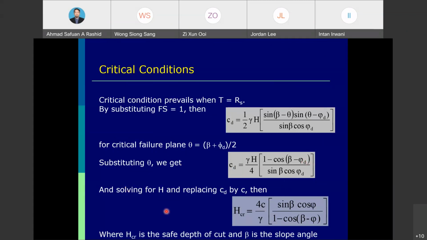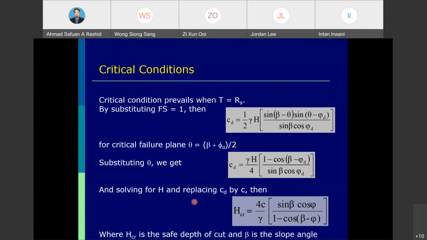Here HR is the safe depth of the cut and beta is the slope angle. We can use this equation to determine the height of the vertical cut by using FC equal to C over CD. Later on we can include the factor of safety in the calculation. For example, if the factor of safety is equal to 2, then we can use the equation of FC equal to C over CD.